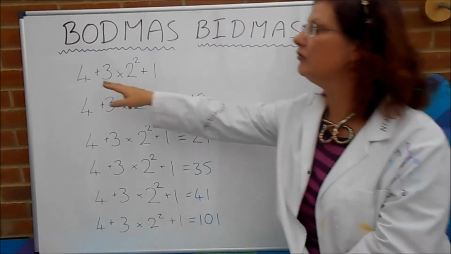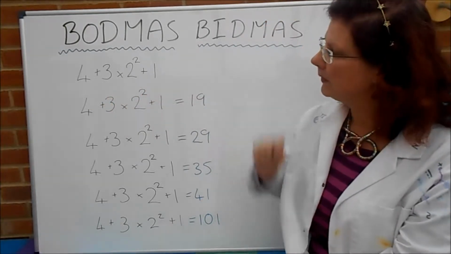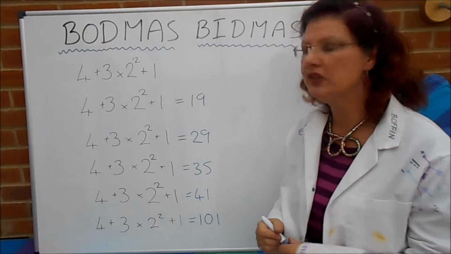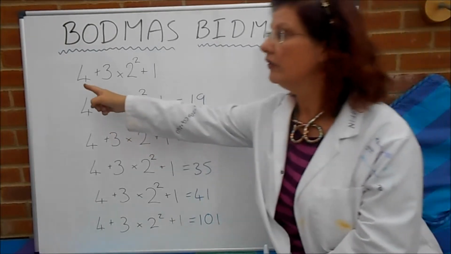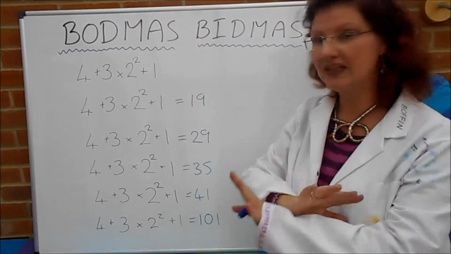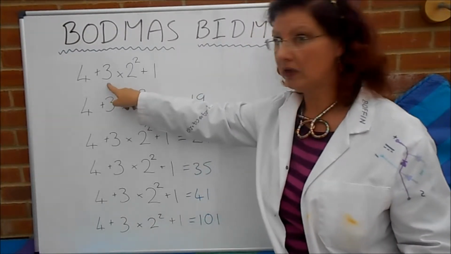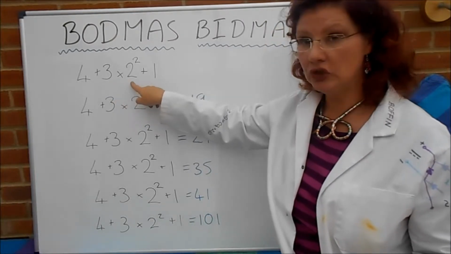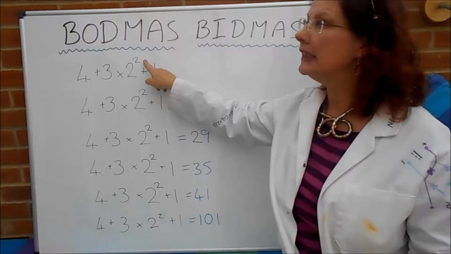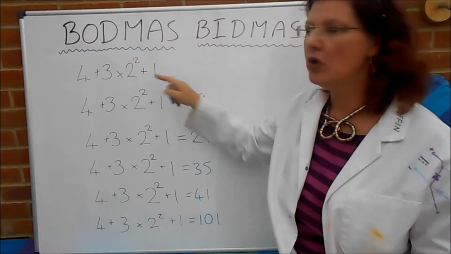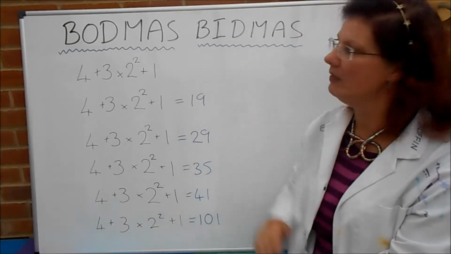So just as an illustration, here we've got 4, 3, 2 and 1 with a few timesers and adds and a square thrown in there, and we'll just do this first one. We do not start at the left and work our way to the right. That's not how maths goes. So we don't do 4 plus 3 is 7, multiply it by 2 is 14, square it is 196, plus 1, 197. That's not the answer. We do it in BODMAS order.